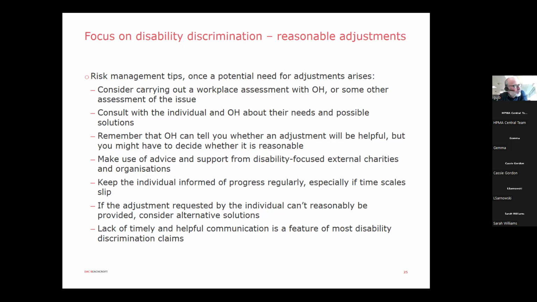Consultation, which is important in so many areas of employment law, is particularly important here. There is a tendency, which creates difficulties, by HR or by managers or both, to treat reasonable adjustments as a problem that they have to solve. Once the concern has come to light, managers and HR people sometimes get together and say, well, we need to do this, we need to do that, and let's do this and let's do that.